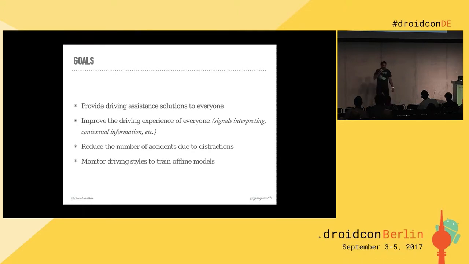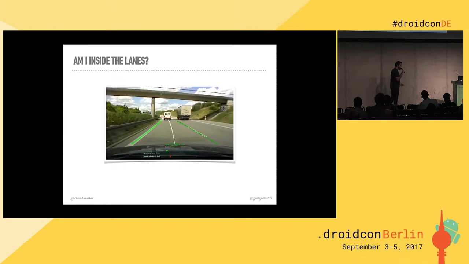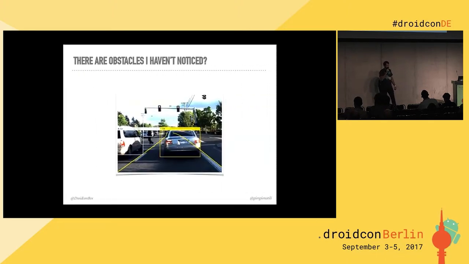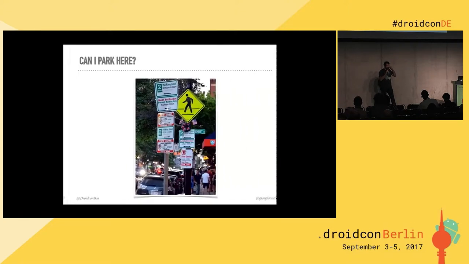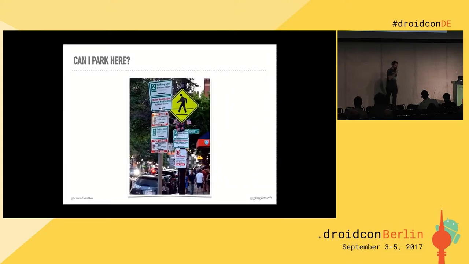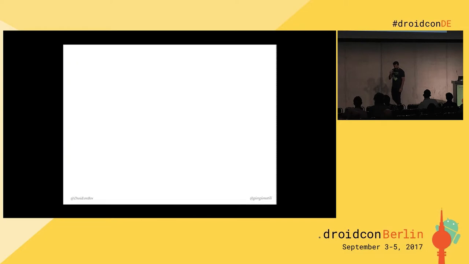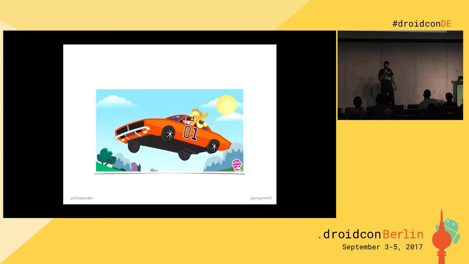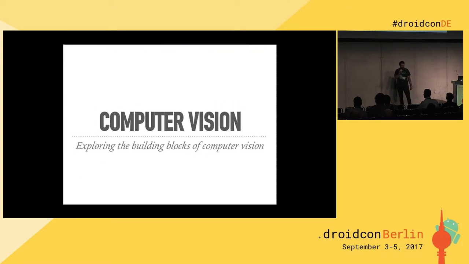On the side, we would like to monitor how you drive and collect some information. So we want to understand if you are on the right lane. We want to understand if you are colliding with something. And I want to understand these signals, because I cannot understand if I can park here or not, while we can process this image. The code name of this project is Pony Drive. So we want to actually prevent this or facilitate this. It depends on the point of view.